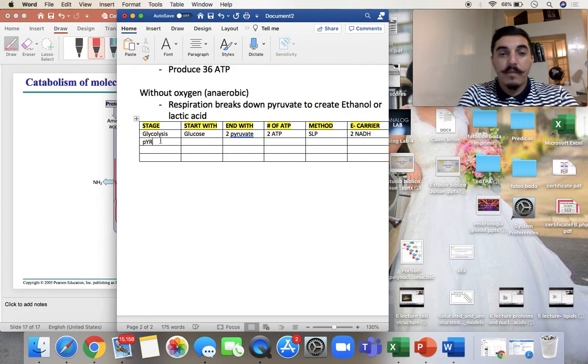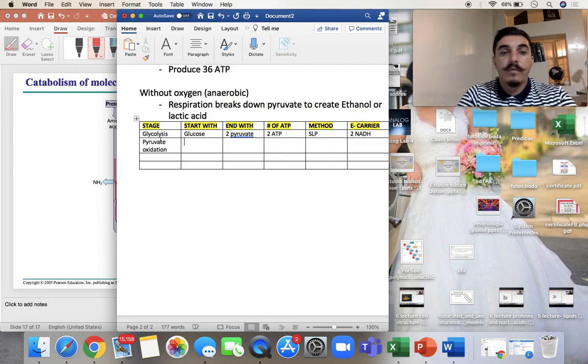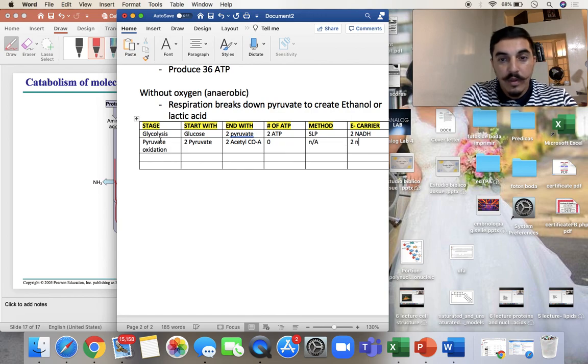Next step, pyruvate oxidation. We start with 2 pyruvates. We end with 2 acetyl-CoAs. How much energy is made? 0. Method, no method because we didn't make any energy. And electron carriers, we make 2 NADHs. Awesome.